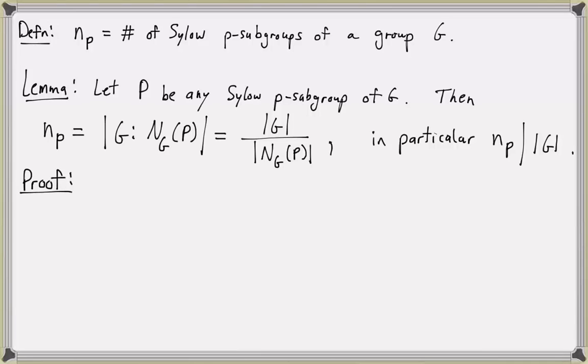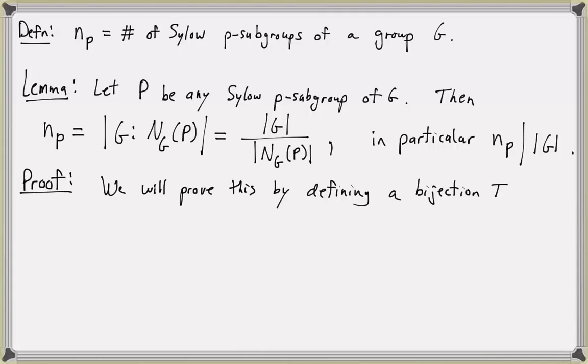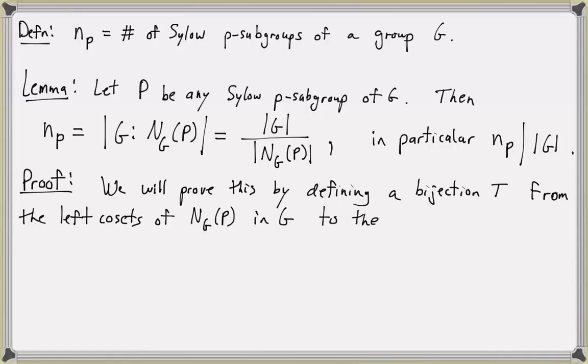So our proof begins by defining a bijection T, so we will prove this by defining a bijection T from the left cosets of the normalizer of P in G to the conjugates of P in G.